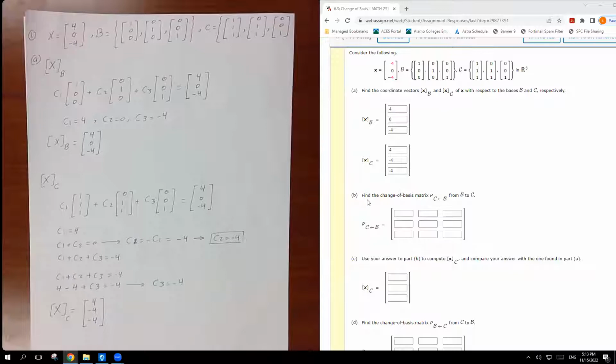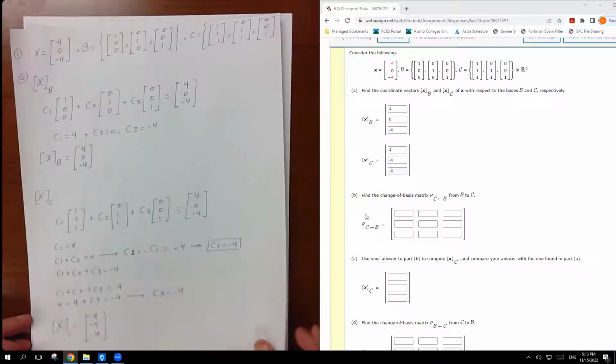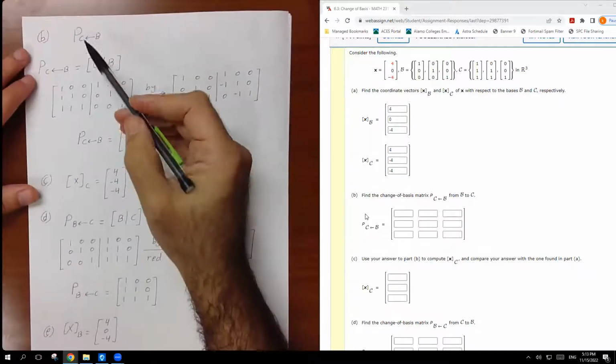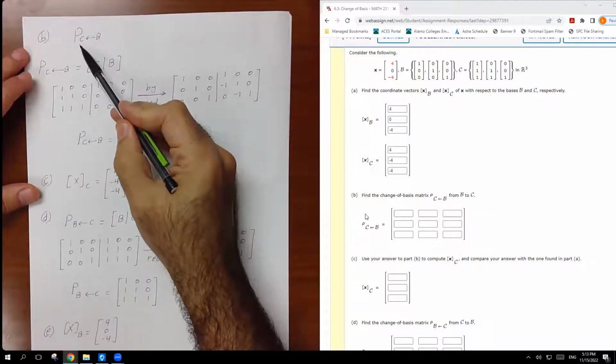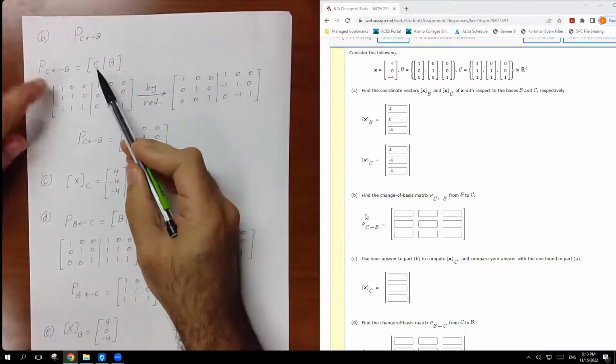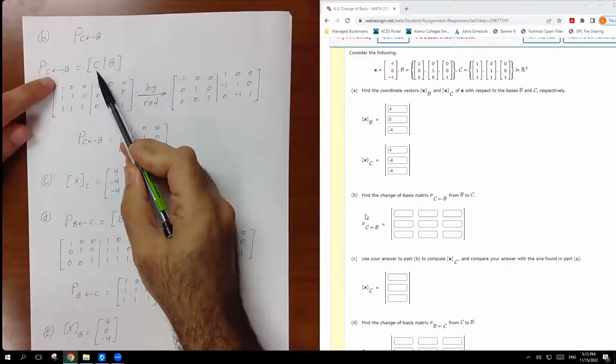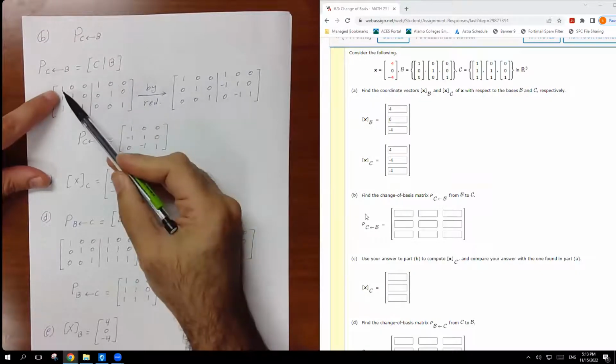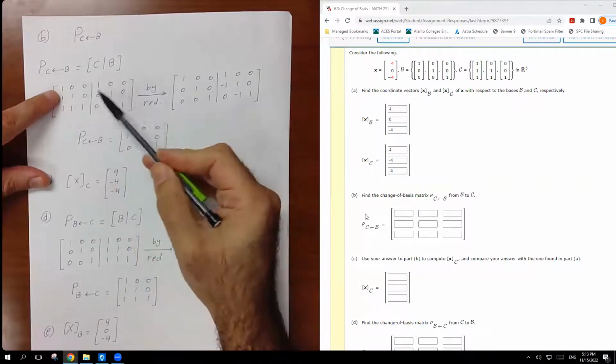The second part of this question is find the change of base from B to C. Be careful here, it says from B to C. So let's check the second part. The change of base from B to C, that's how we're going to read it, is going to be: first, you write down the base C, and then you write down the base B. So here's the base C, and here's the base B.